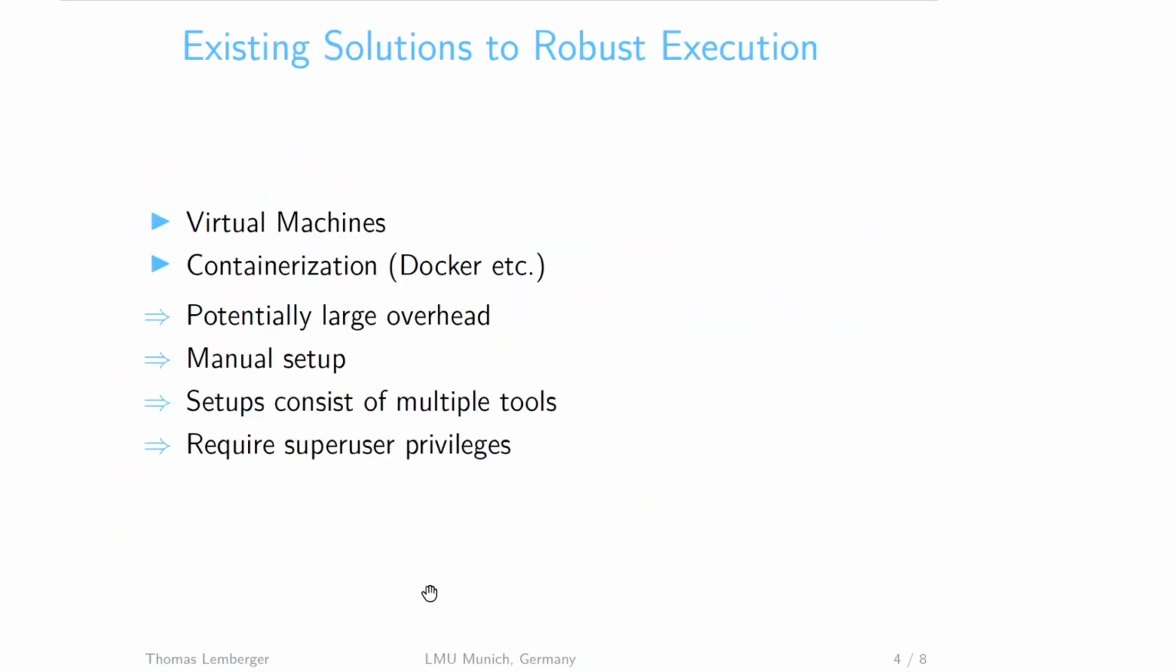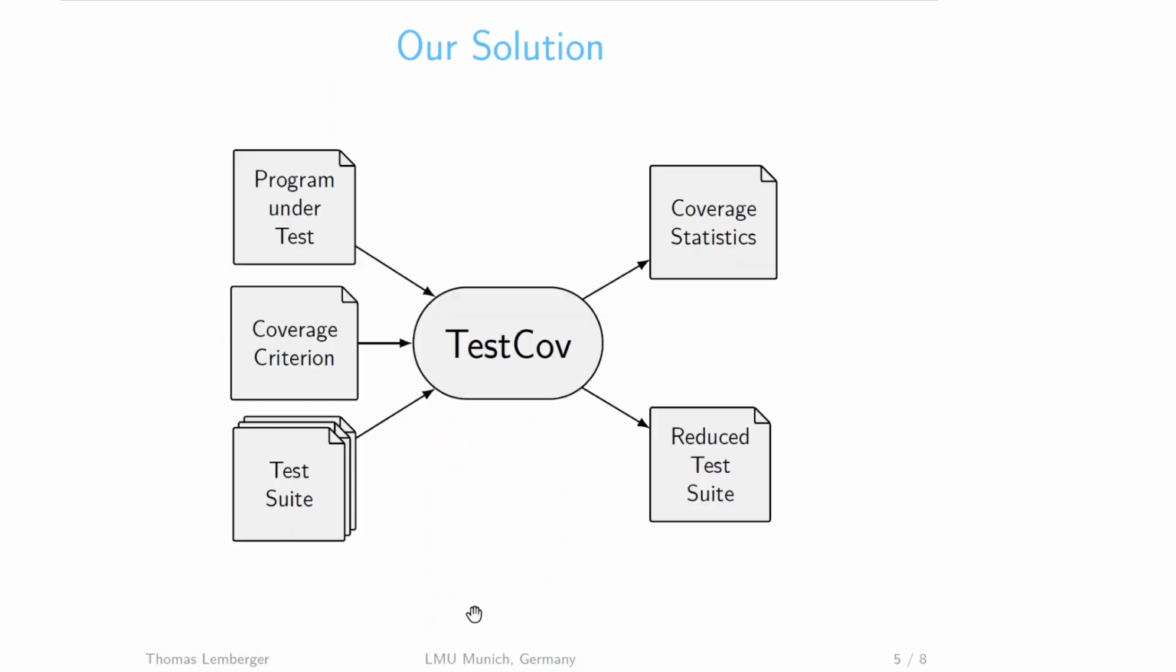So we could use stuff like virtual machines or containerization like Docker for that, but all of the existing solutions that we knew had potentially large overhead. For example, virtual machines required a manual setup, consisted of multiple different tools that had to be used, or required super user privileges, which is not easily possible on our cluster machines that run the experiments. So we thought of our own solution, which is called TestCov.